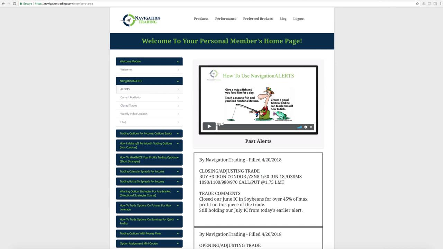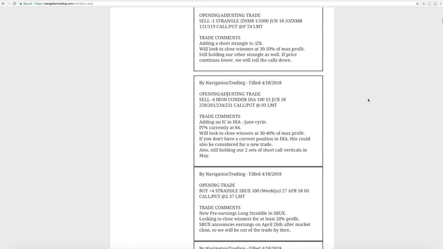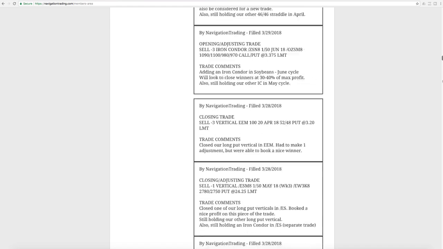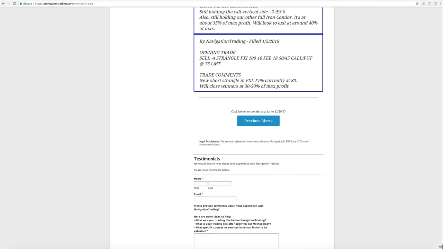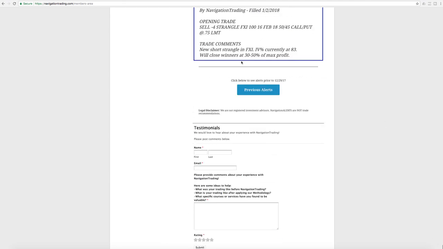Before we jump into the alerts, just wanted to make you aware of a couple updates we've made to the members area. One of which is on the alerts tab here. We archived some of the older alerts. So if you scroll all the way down to the bottom, this was getting pretty long as far as the number of alerts. So we archived those starting at the end of 2017 and prior. So if you're looking for alerts prior to the first of 2018, just click on that previous alerts button.